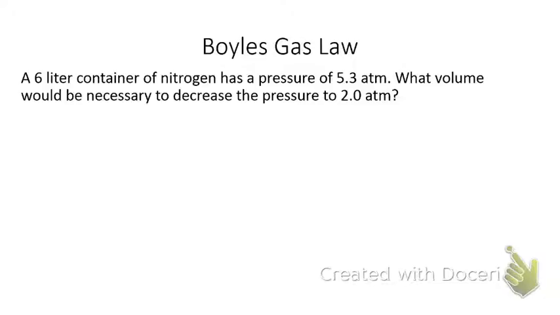As I read this problem, I like to box in my variables and label them as I go, and that way it'll expose the right gas law I need to use. So it says a 6-liter container. 6 liters, I know that's going to be volume because liters is always a unit for volume. I'm going to label that as volume 1. The container of nitrogen has a pressure of 5.3 atmospheres. There's my pressure 1. Clearly, atmospheres is a unit of pressure.